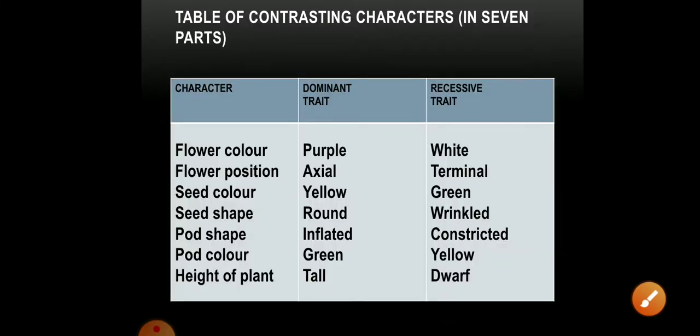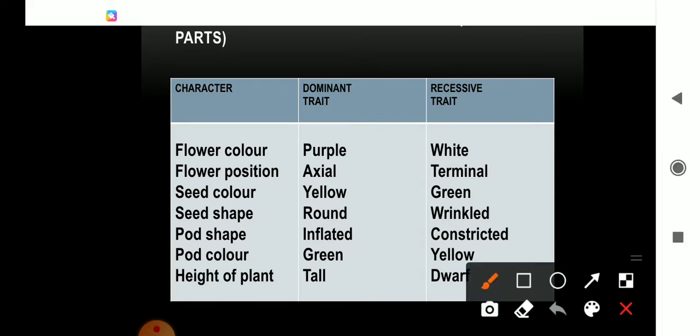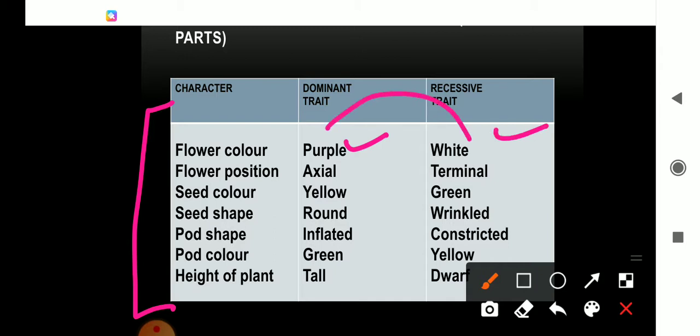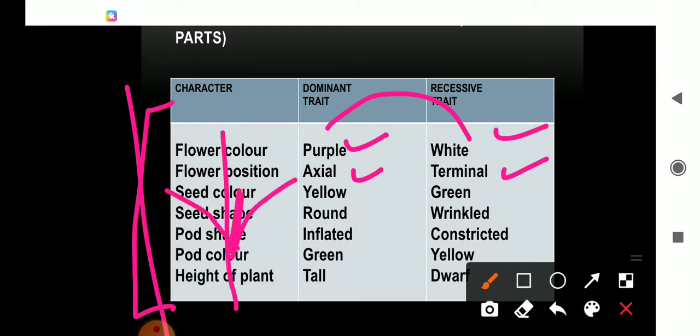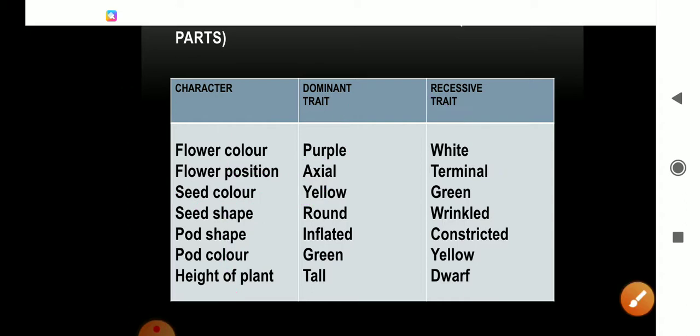Now, I was telling you about the contrasting features which were present in the pea plant. Now see, these are the features. You can see in this table. The first is flower color: one was purple and the second one was white. These are totally different. Flower position: one was the axial position, second was the terminal position. Axial position means, suppose this is a plant, then this is the axial position and the second is terminal. This is also a distinguishing feature.